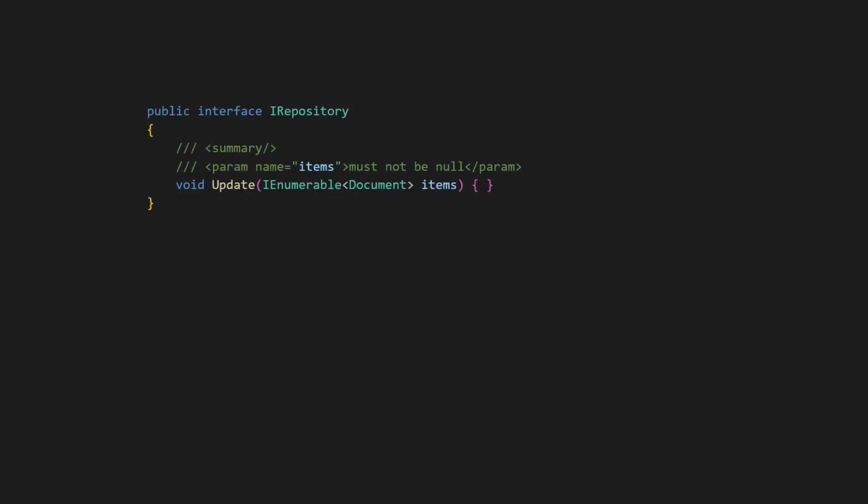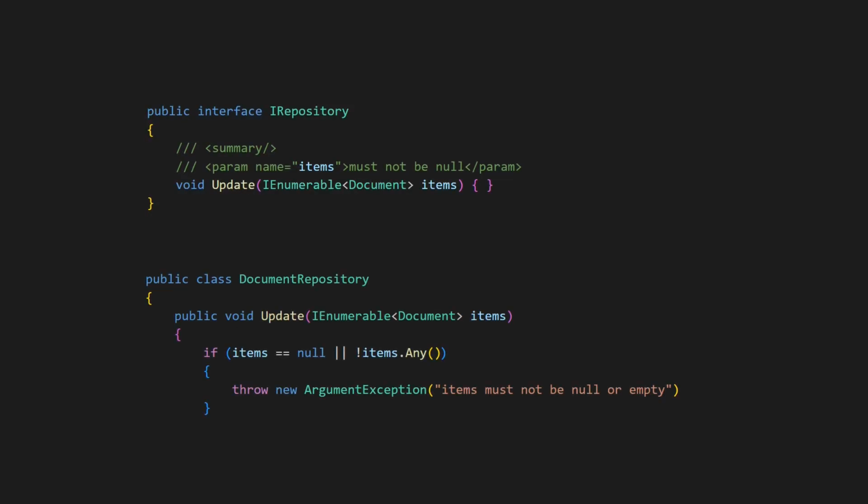The Liskov substitution principle requires that preconditions are not strengthened by the implementation of an abstraction. Here the IRepository defines that the parameter items must not be null. The DocumentRepository, however, also rejects an empty collection, which breaks the contract defined by IRepository towards its clients, and so the DocumentRepository violates the Liskov substitution principle as well.